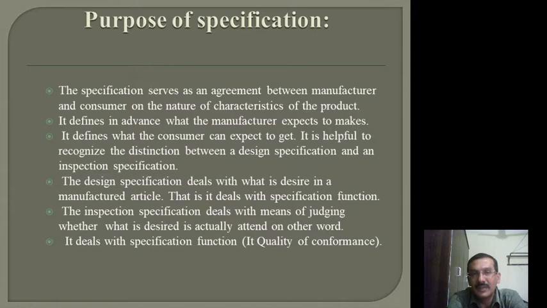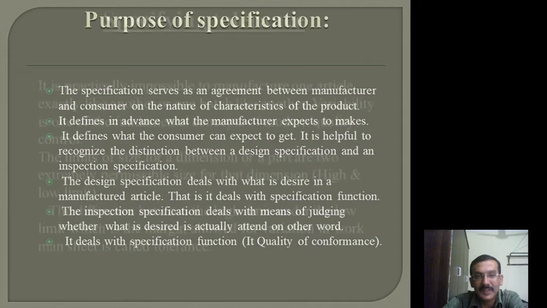The design specification deals with what is desired in a manufactured article, that is, it deals with the specification function. Next, the inspection specification deals with judging whether what is desired is actually attained or not. It deals with the quality of conformance. That is about the purpose of specifications.